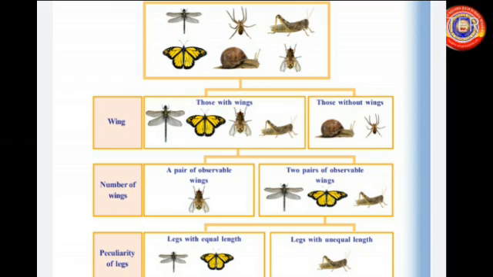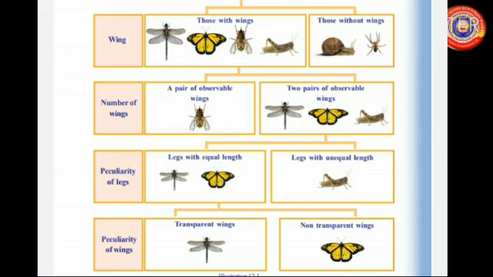First, those with wings and those without wings. The second criteria, those with one pair of wings and those with two pairs. And the third criteria, those with legs of equal length and unequal length. The fourth criteria, those with transparent wings and those with non-transparent wings.